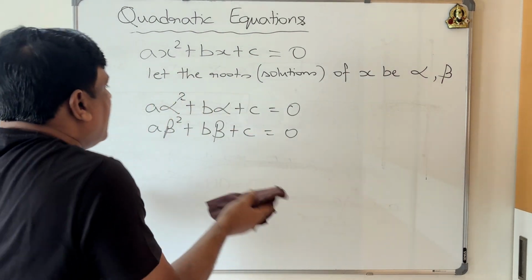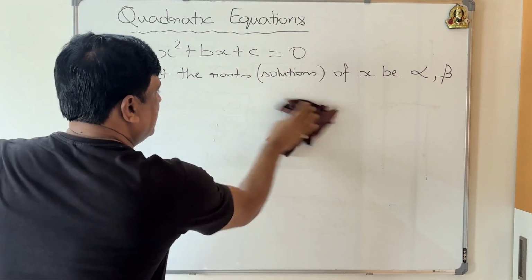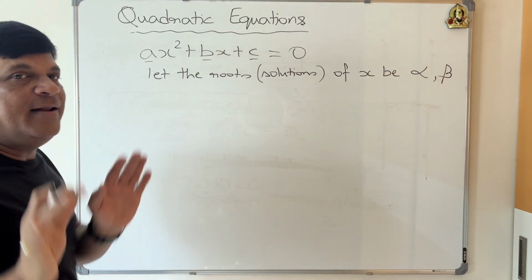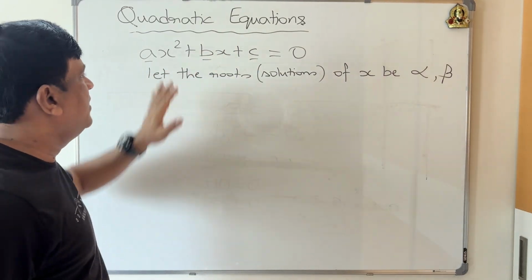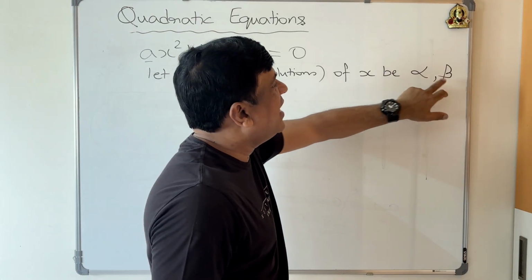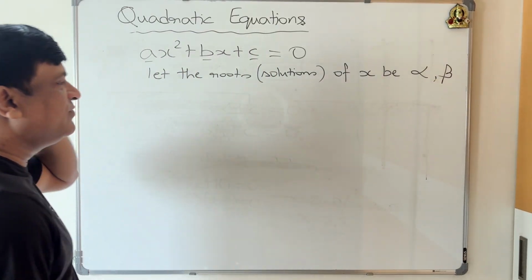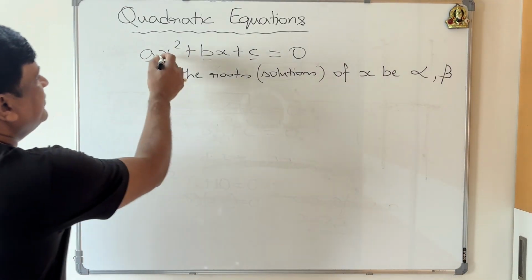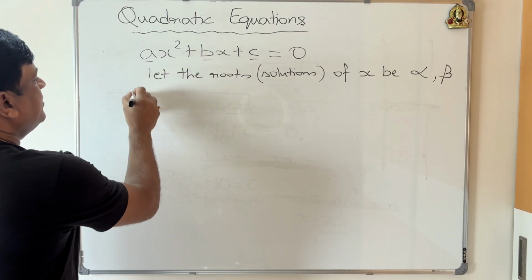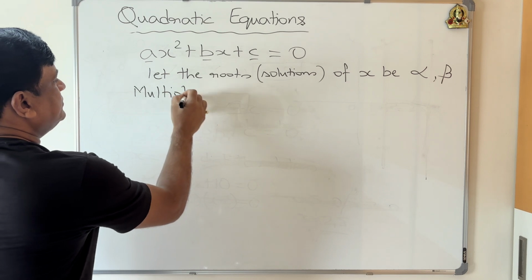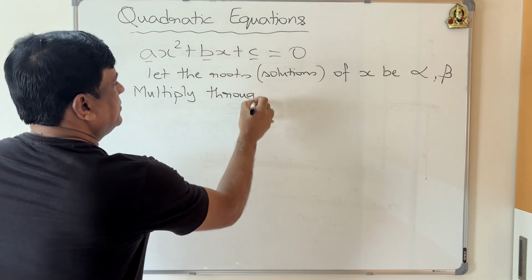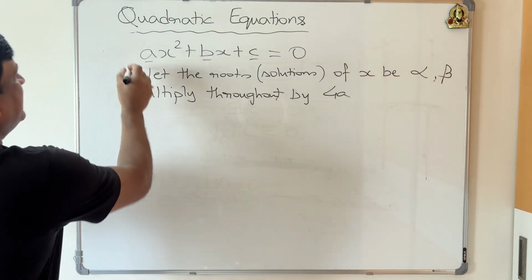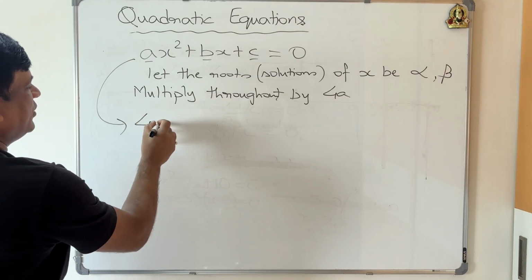Now, how do you find the values of those in terms of a, b, c? If you look at it, a, b and c are real numbers and x is the variable. So let's go ahead and find out the values of these two. What values can x take? What I'm going to do is take this equation and multiply throughout by 4a.